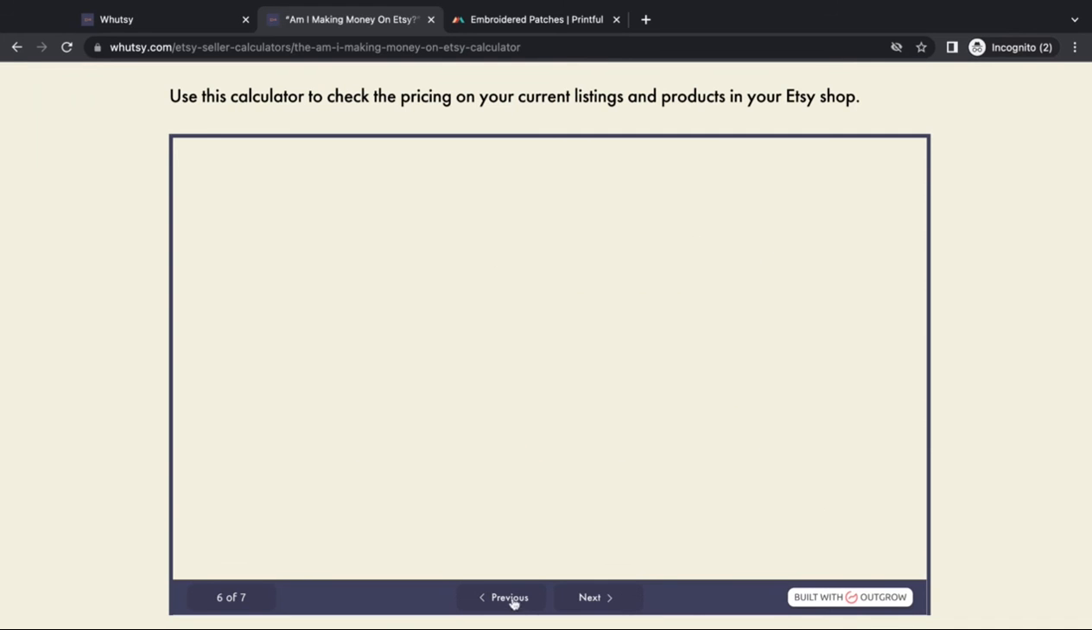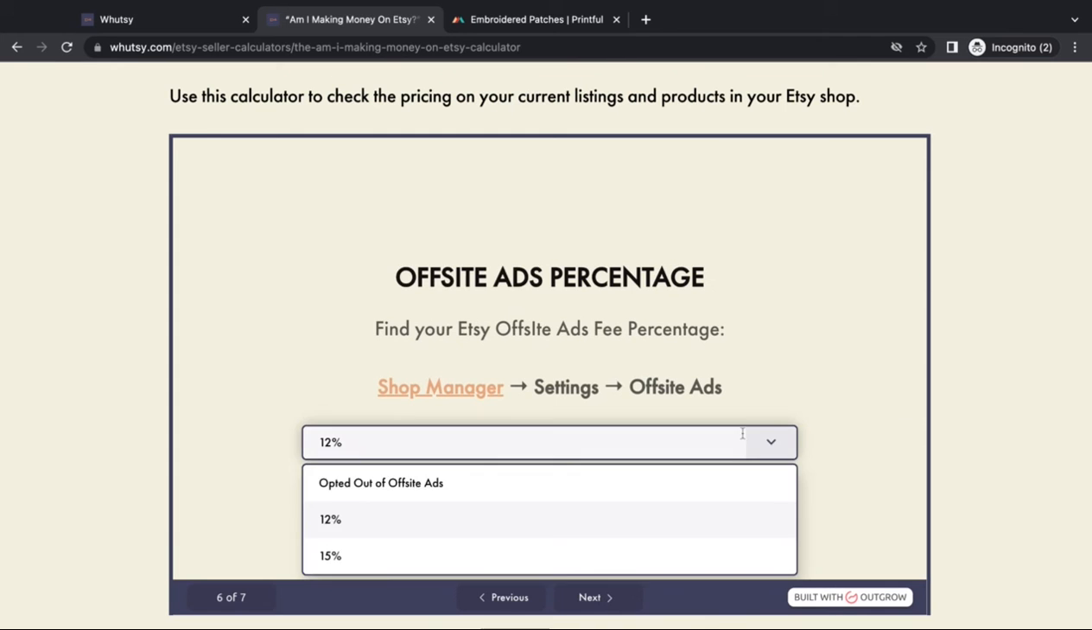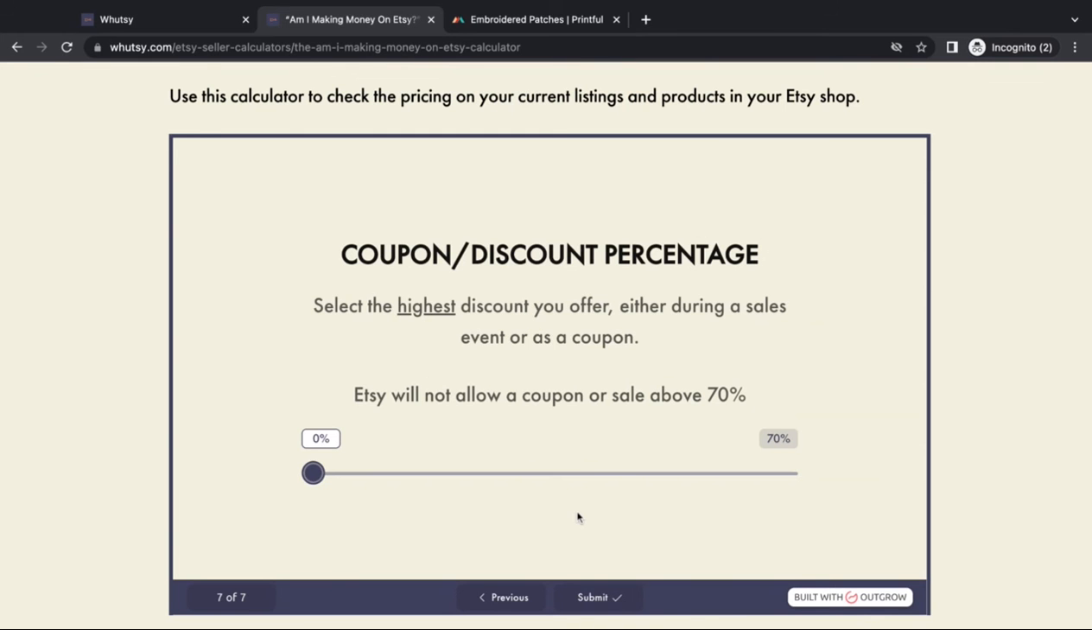And if you make a mistake, you just hit previous and you can go back and make the changes. Now, coupon or discount percentage. It's like the highest discount you offer either during a sales event or as a coupon. So say, for example, Black Friday, you run a sale of 15%.